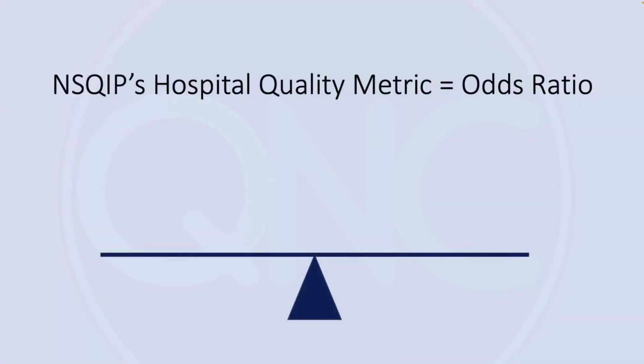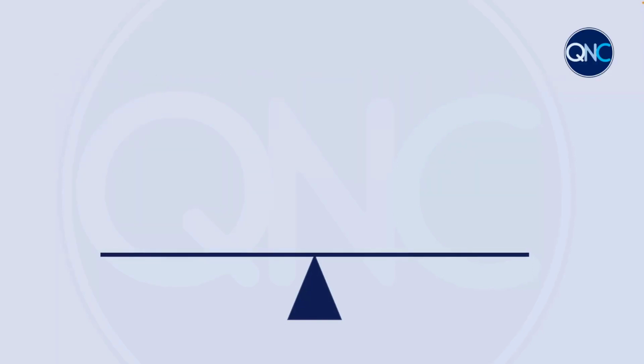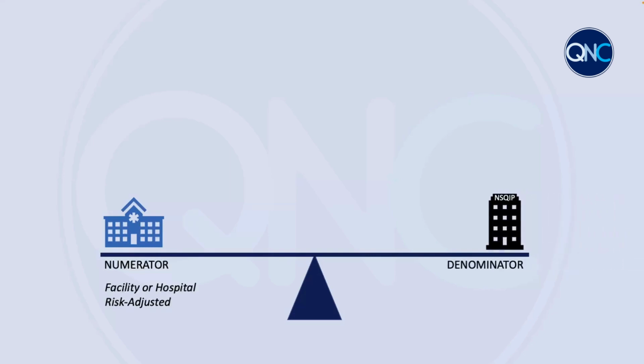To visualize this comparison, imagine a seesaw. We'll say that the numerator is on the left and represents the hospital. This value represents its risk-adjusted performance, where NSQIP gives credit to hospitals that perform higher-risk procedures on sicker patients. We'll assign the denominator on the right, and that represents the performance of the NSQIP population. The NSQIP population is commonly referred to as the average NSQIP hospital.